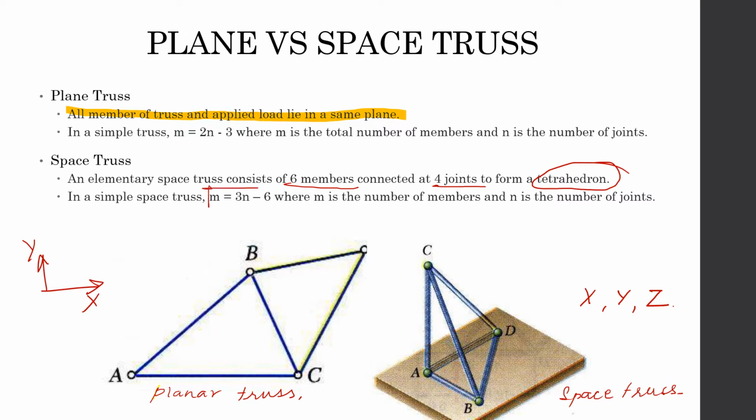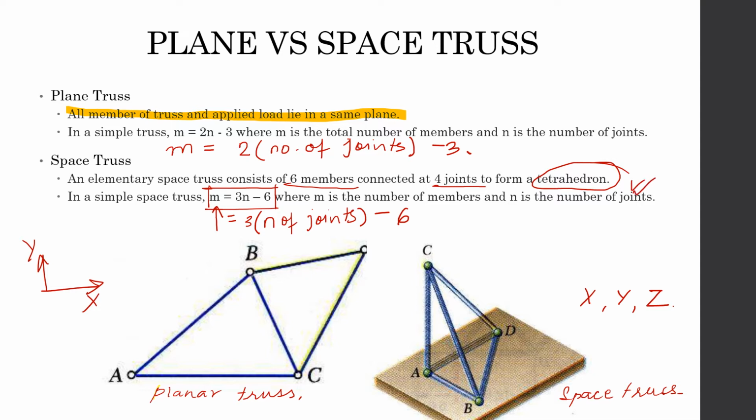So this is the formula that is used for a space truss. M is the number of members. So the number of members equals 3 times the number of joints minus 6. And in a plane truss, the M, which is the number of members, equals 2 times the number of joints minus 3. So you can see the difference, how this is actually creating a tetrahedron, which is a three-dimensional figure, and in this it is a two-dimensional figure made up of triangles.